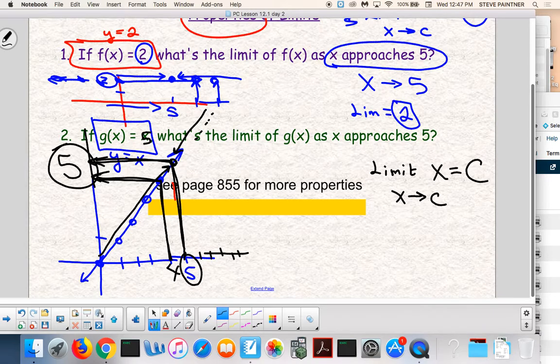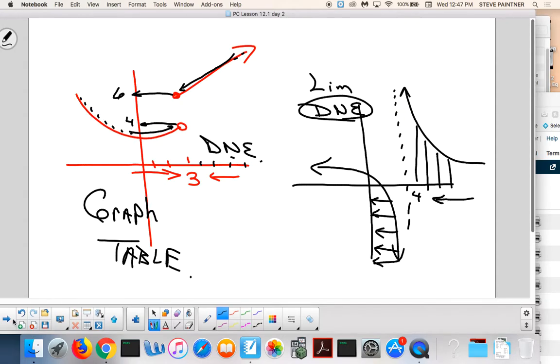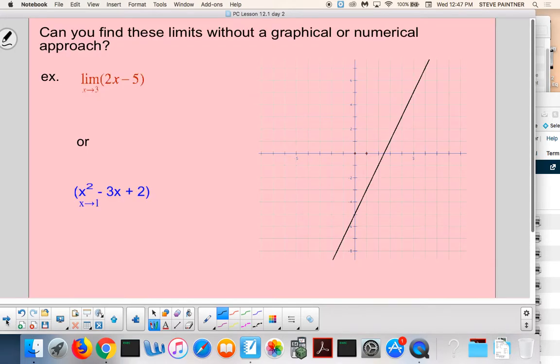Yeah. Okay. Now, here we go. I think I kind of answered this question. Can you find these limits without a graph? Wait a minute. Is this the right slide? Yeah. Oh, okay. I don't think I did this one last hour. Can you find these limits without a graphical or numerical approach?